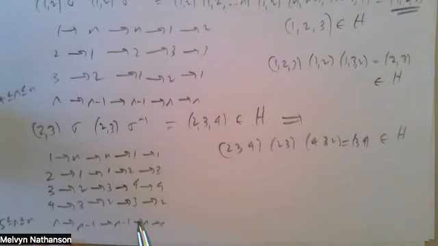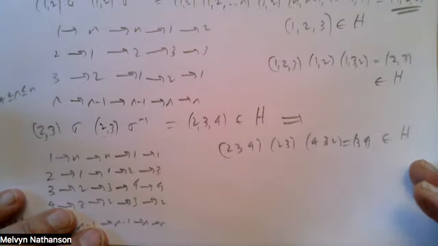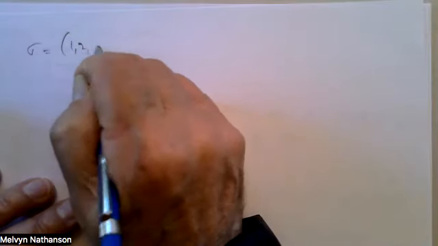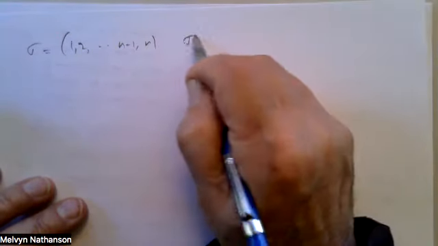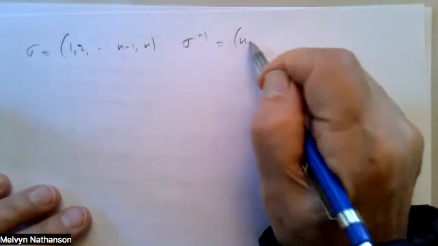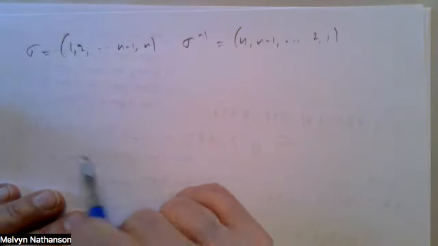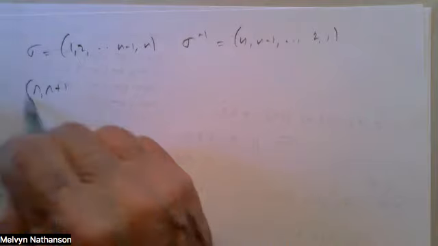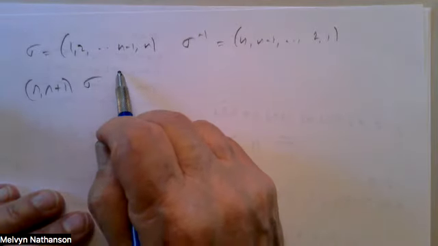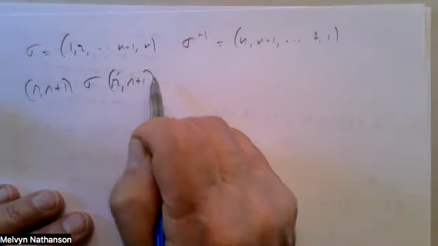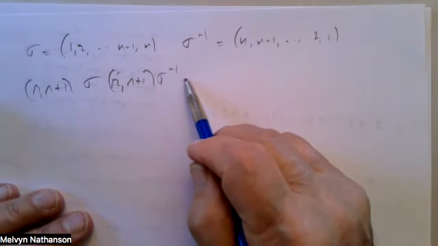And if 3, 4 is in H, I just iterate this operation. And what is the operation that I am repeating? It's the following. We have sigma is 1, 2, up to n, and sigma inverse is n down to 1. If I take R plus 1, that transposition times sigma, times, again, R plus 1, times sigma inverse, what is that?